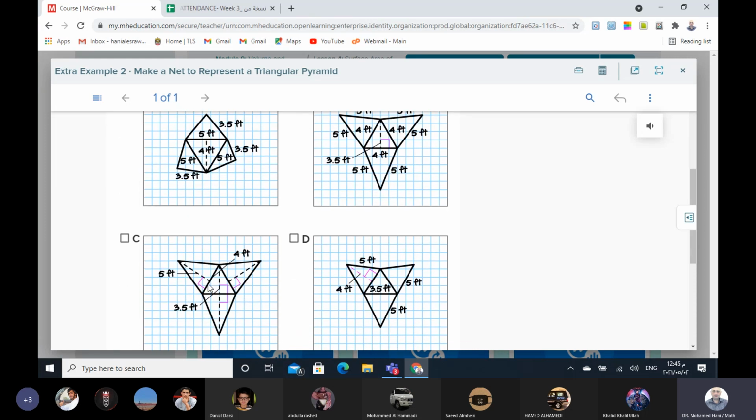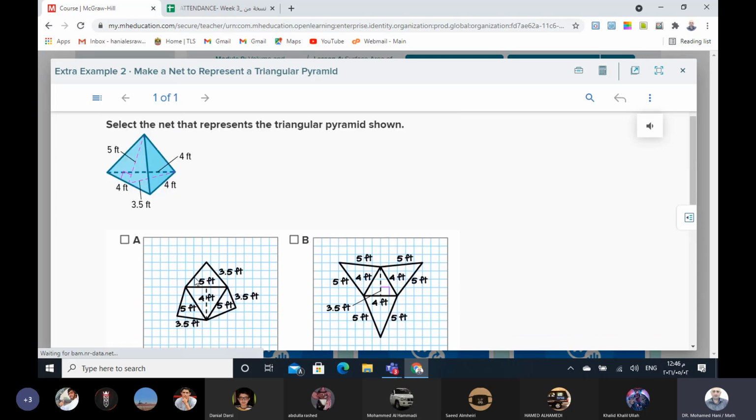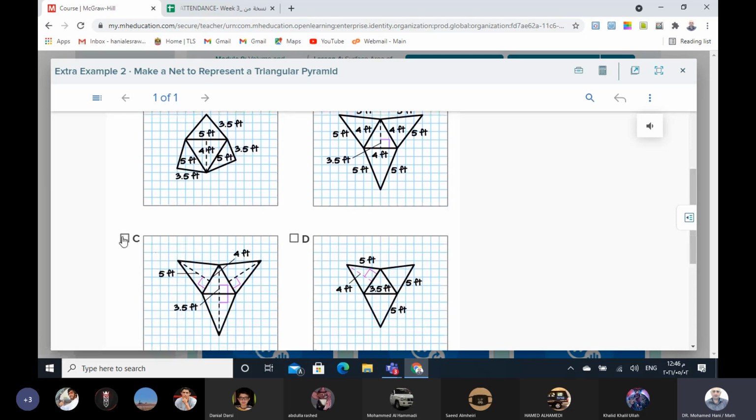So here we have 4 and 4 and 4. This is right. And this is 3.5. This is right. And this is the slanted will be 5. The slanted height will be 5. So this is the correct one.